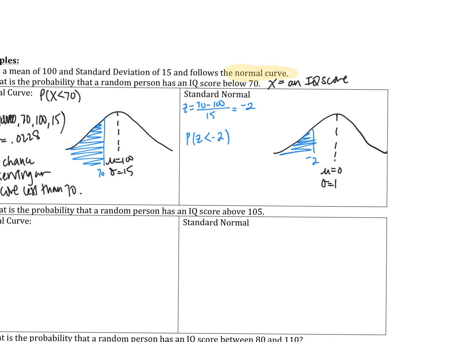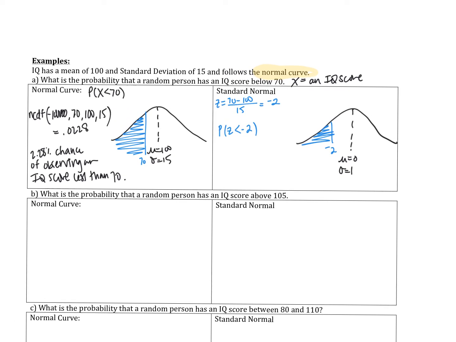So notice this is almost exactly the same problem. Just one is set up on a curve in the context of this problem, and one is set up in the context of a standardized curve. So I can use the normal CDF function. The lower bound is something large and negative, still like -10,000 or something. Upper bound is -2. Mean is 0. Standard deviation is 1. And you should see we get the same thing, 0.0228. All right, let's do the next one.